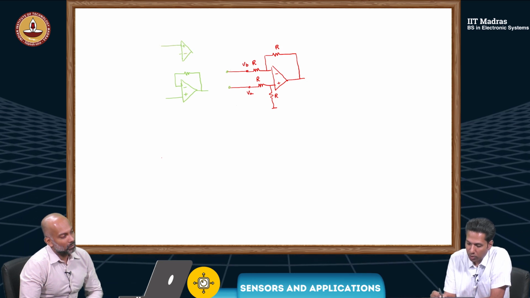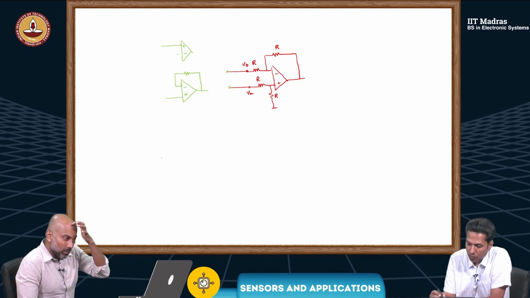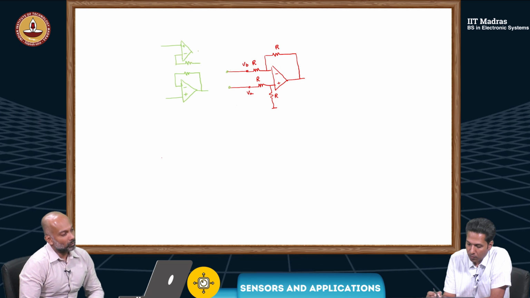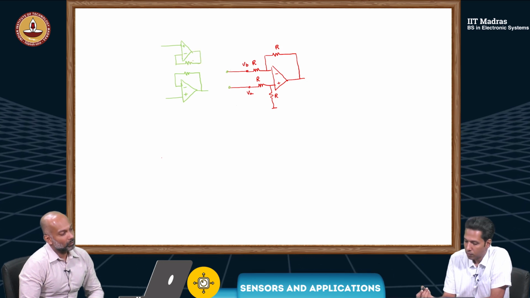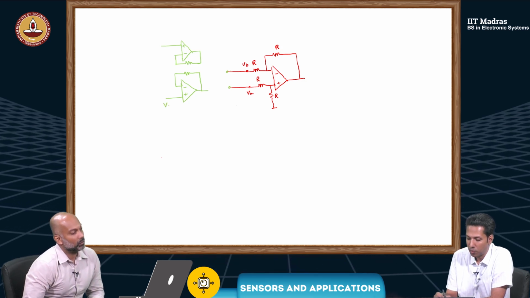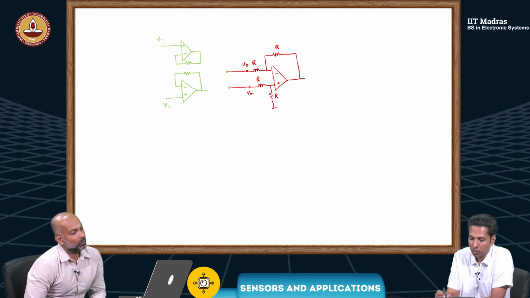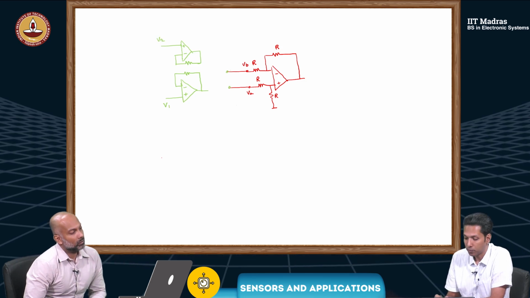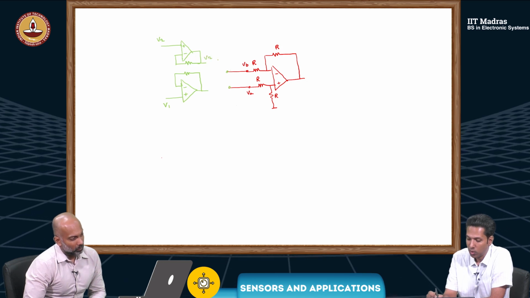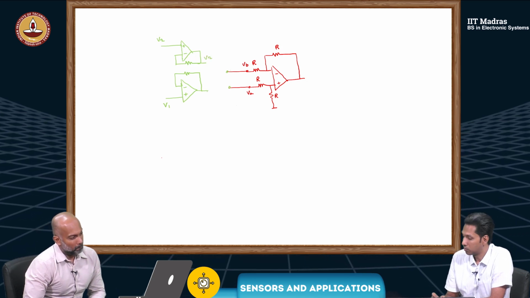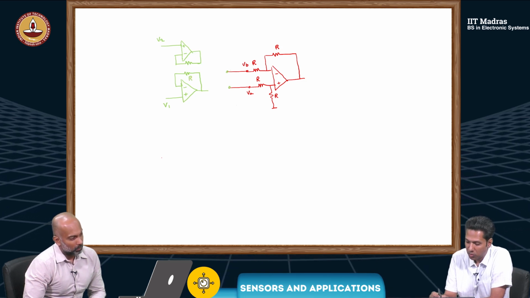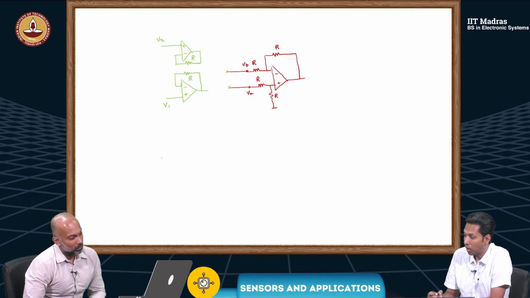I will do the same for the top also. Same thing. So I have V1 and V2 here. This terminal I will get V2, this terminal I will get V1. Let's say these are also made of the same R. Okay.